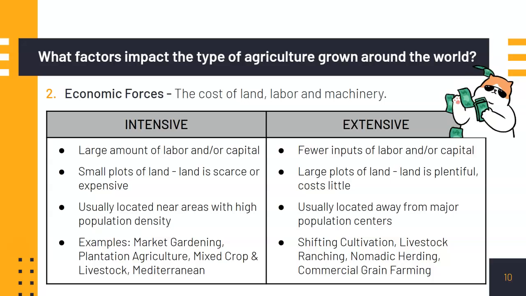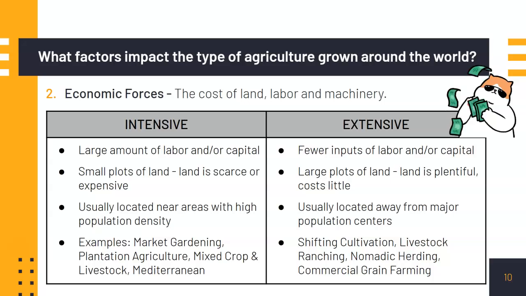Examples of intensive agricultural practices include market gardening, where fruits, vegetables, and flowers are grown on small farms close to urban markets; plantation agriculture, which relies on large labor investments and capital to grow cash crops like sugar, coffee, or bananas, often for export; mixed crop and livestock systems, where crops are grown to feed animals, and the animals in turn provide manure to fertilize the fields; and Mediterranean agriculture, characterized by the cultivation of olives, grapes, and citrus fruits in regions with mild, wet winters and hot, dry summers.